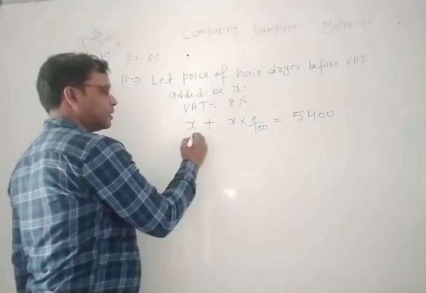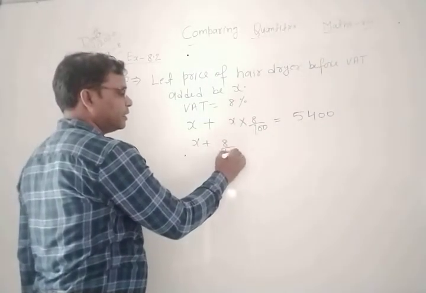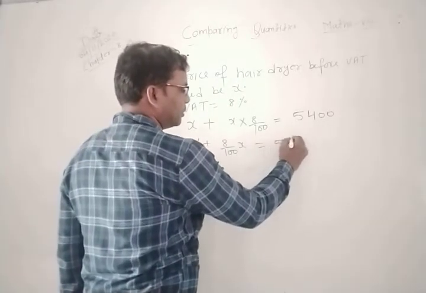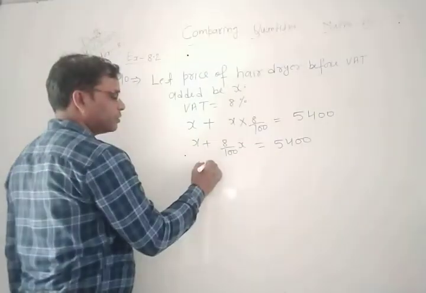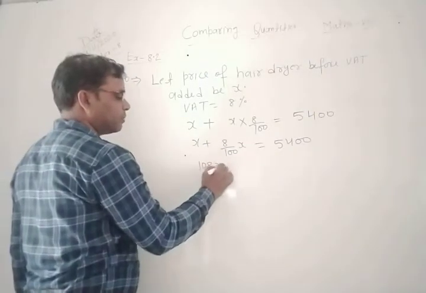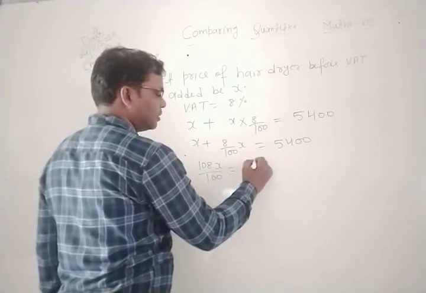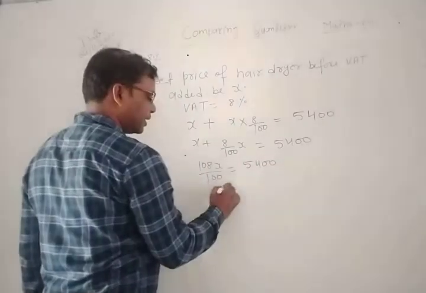So you can write x plus 8x by 100 is equal to 5400, or here you can write 108x upon 100 is equal to 5400.